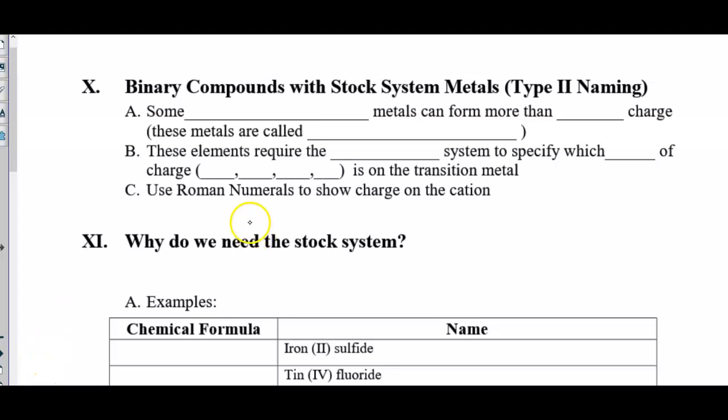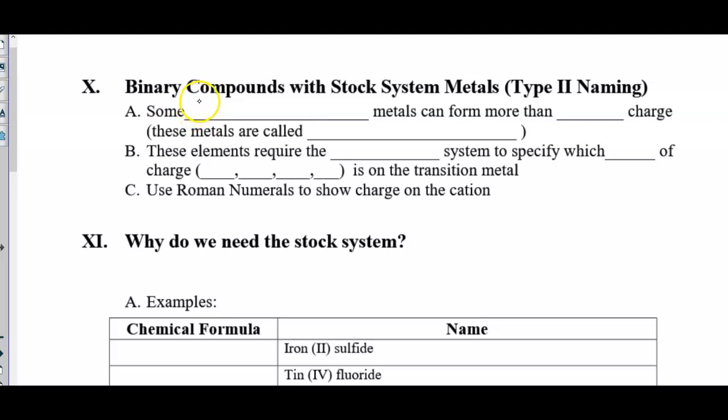Right, so we learned yesterday how to write names and formulas of type 1 ionic compounds, so a metal and a nonmetal, and that metal happens to not be a transition metal. But what happens when the metal, or the cation, is a transition metal that requires the stock system?